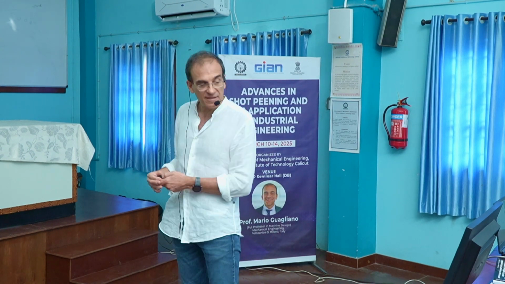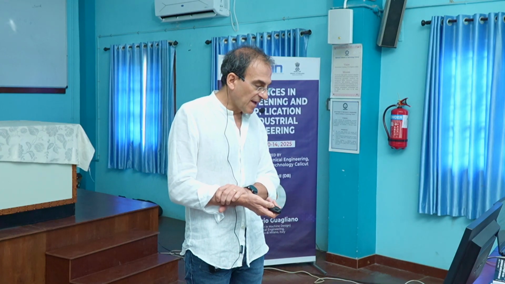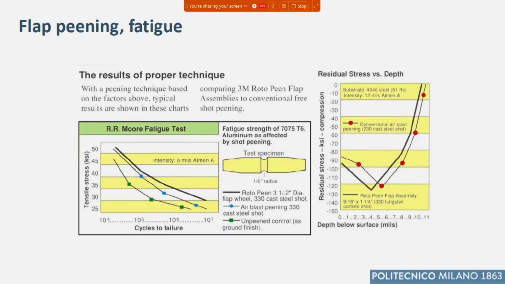Here is some result about fatigue and residual stresses. The comparison is again with conventional shot peening. And what can we say? Also in this case, the final compressive residual stresses are similar to what we can obtain by means of shot peening. The fatigue curve here is quite qualitative, let's say, and it shows that with flap peening we are able to get a bit better fatigue strength. But it depends on the application, the way it is done, and so on.